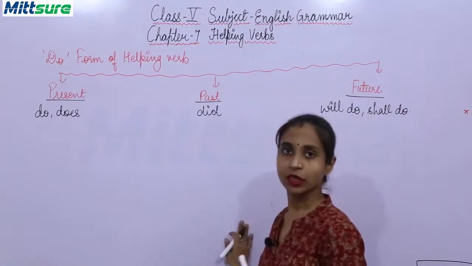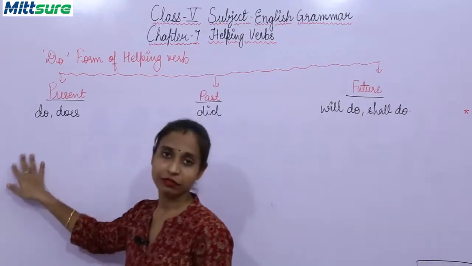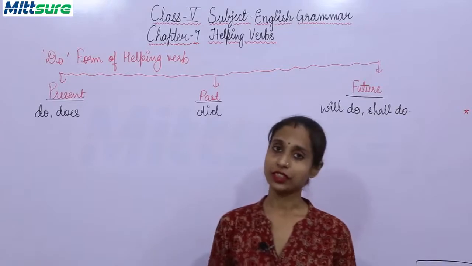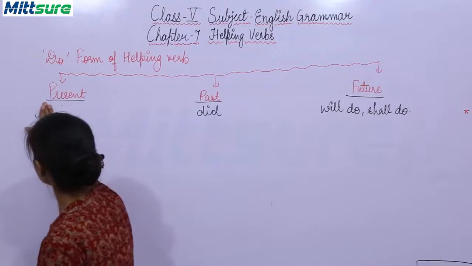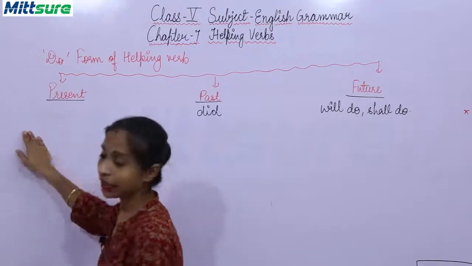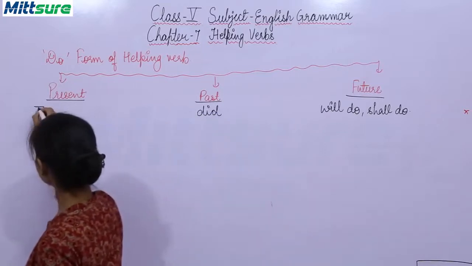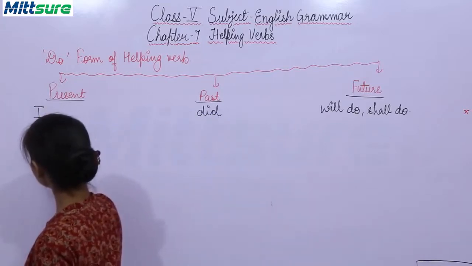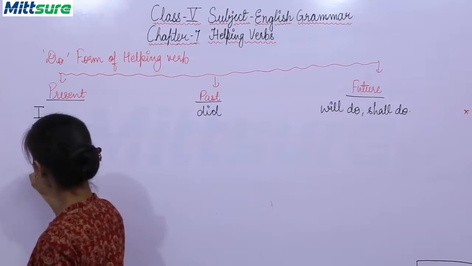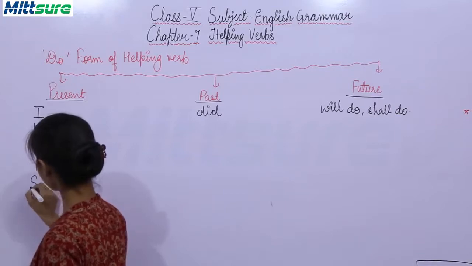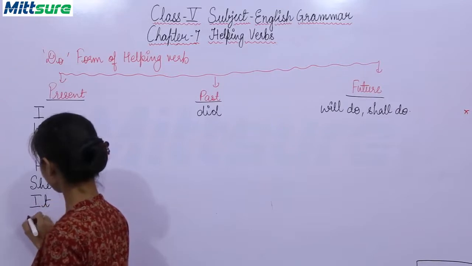Clear to you? Now, let us see with which subject we have to use do and with which subject we have to use does. So, let us divide them according to the subject: I, we, you, he, she, it, they.